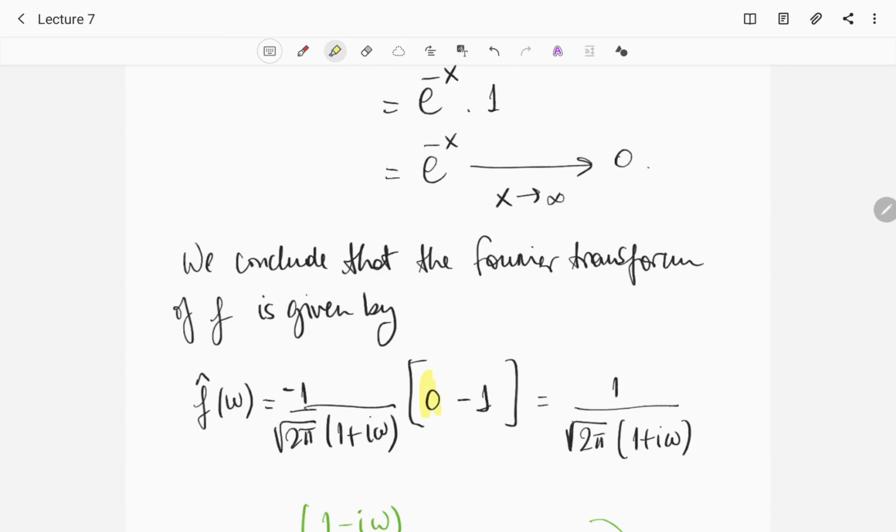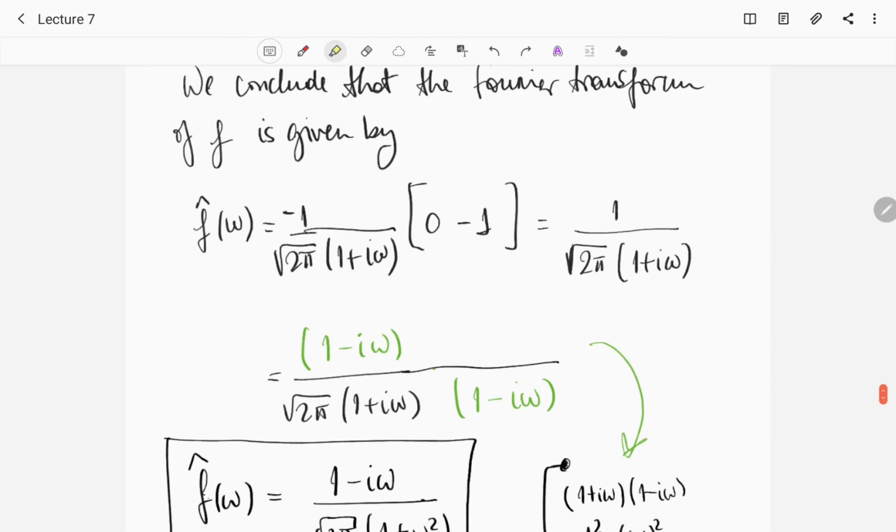So going back, replacing this information about the limit in the Fourier transform of f, we get this value. This minus 1 with this minus 1 gives us a 1, and then we have this expression.